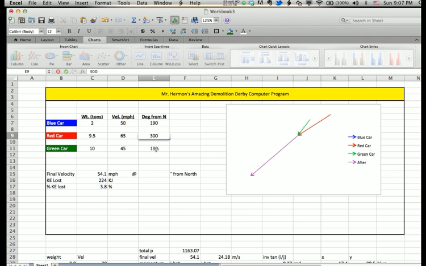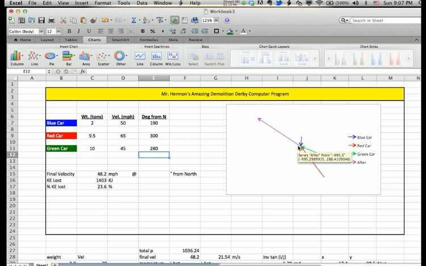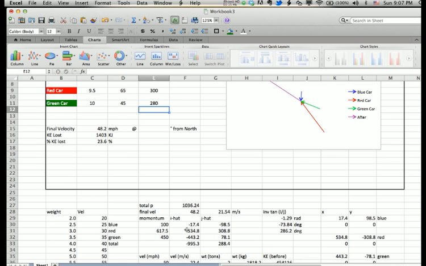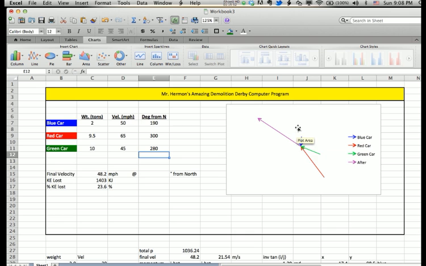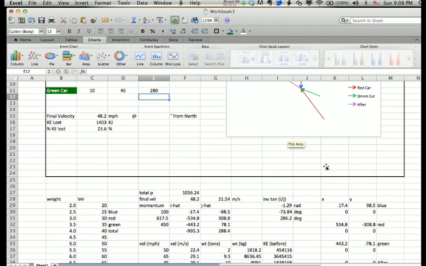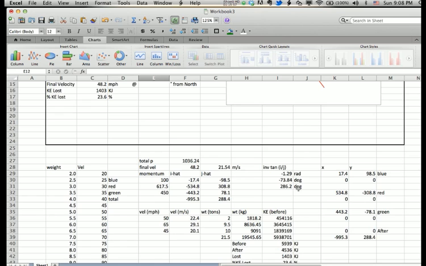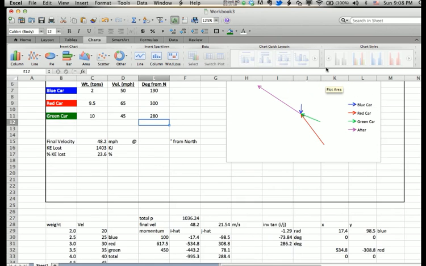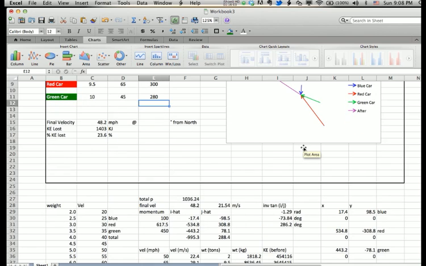And then 300, 280. Okay, now I'm up in this quadrant. I got a negative and a positive, and so it should be adding 360 to my angle because this angle would be going back this way, and it adds 360 to it. I get 286.2 degrees. So from north all the way around to there, 286.2 degrees. I think we're good.